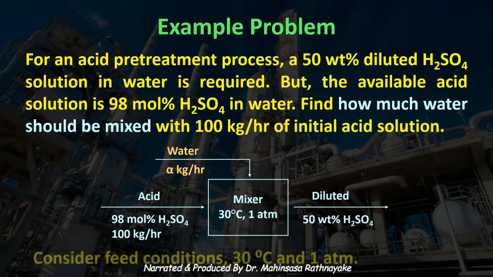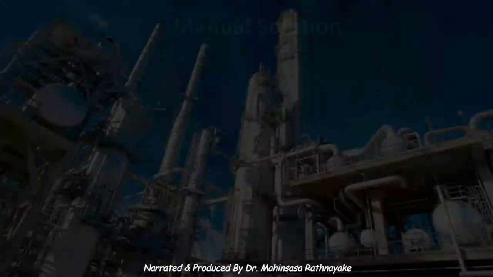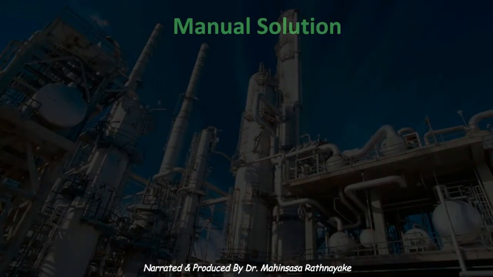We shall consider the room conditions, 30 degrees C temperature and 1 atm pressure. So as illustrated from the figure, we need to find the mass flow rate of water that should be mixed with 100 kilograms per hour of 98 mole % sulfuric acid in order to obtain a 50 weight % diluted sulfuric acid solution. Let's see the manual solution for this problem before continuing to the simulation.